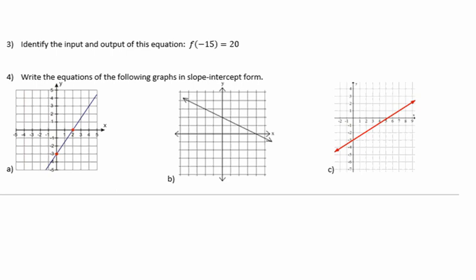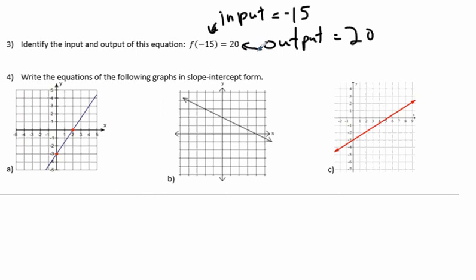Number 3 is in function notation, and it asks to identify the input and output of this equation. F of negative 15 equals 20. So it's just a matter of identifying that the number next to the f in function notation, or the name of the function, is the input. So the input's equal to negative 15. And whatever you get when you plug in a negative 15, it's going to equal 20. So that's our output. The output is the one that's alone on the side of the equal sign.